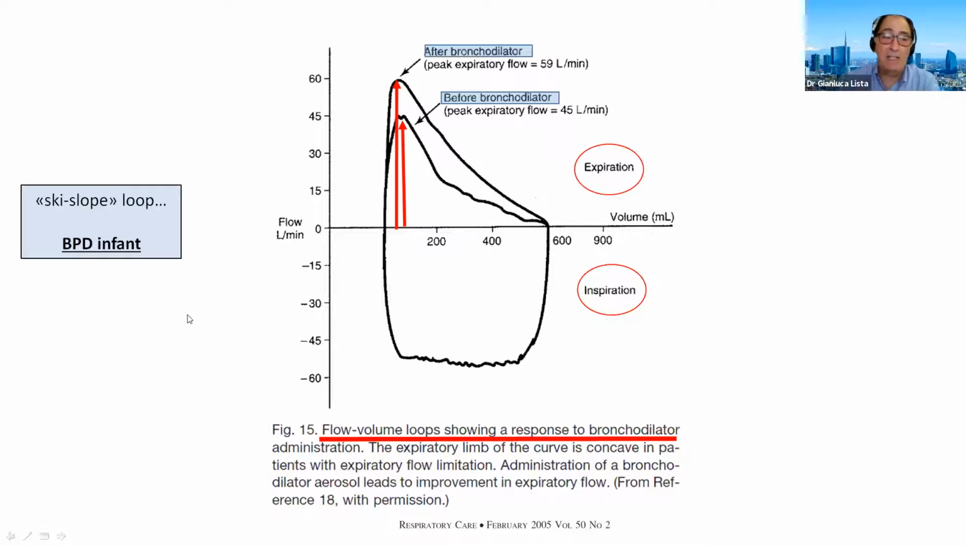This is a low slope loop in a BPD patient before bronchodilator. You can see that the peak inspiratory flow is low. When you use the bronchodilator therapy, you can increase the peak inspiratory flow.